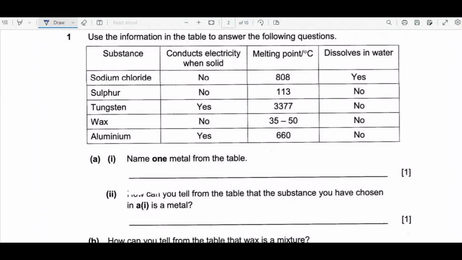Welcome friends, in this video we are going to look at Science Paper 2 for the year 2011. So we have question 1 here. Use the information in the table to answer the following questions.